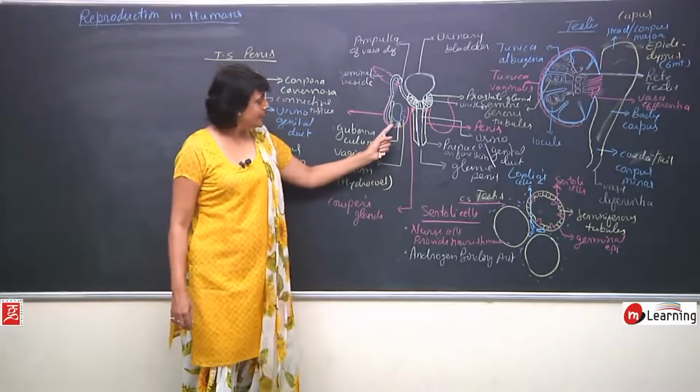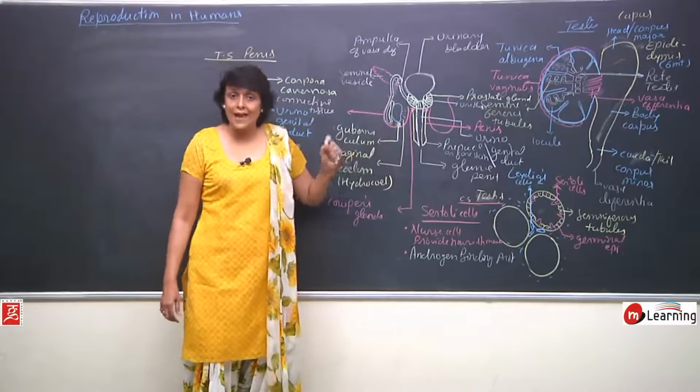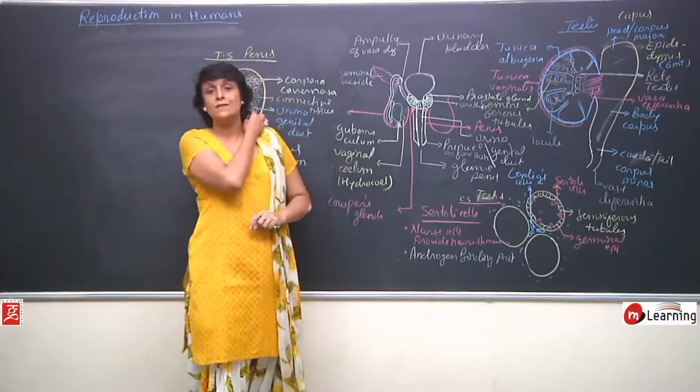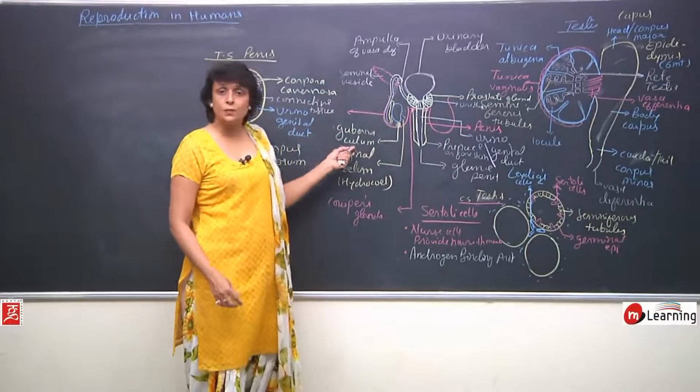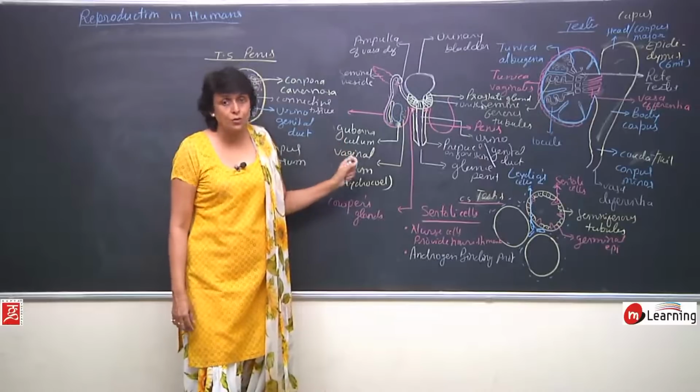In the scrotal sac, there is a cavity. This cavity is known as vaginal coelom. It is filled with a connective tissue which is called hydrocele.